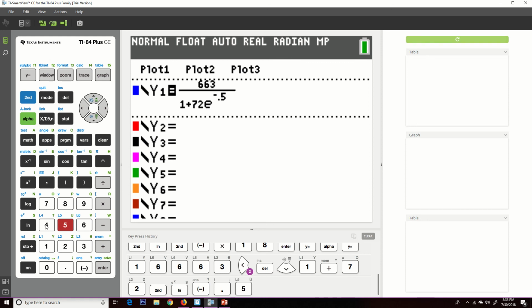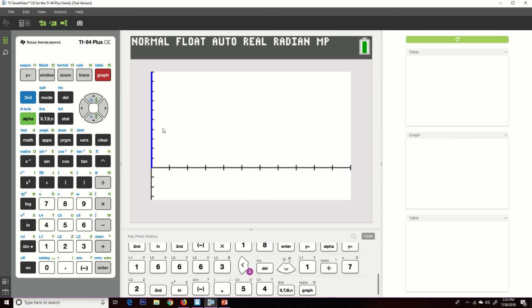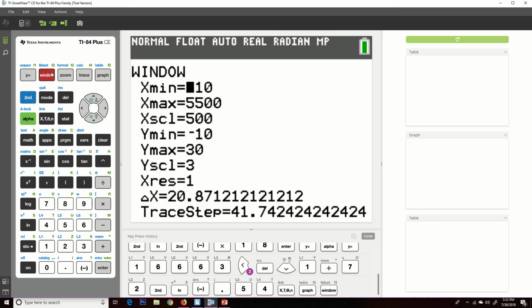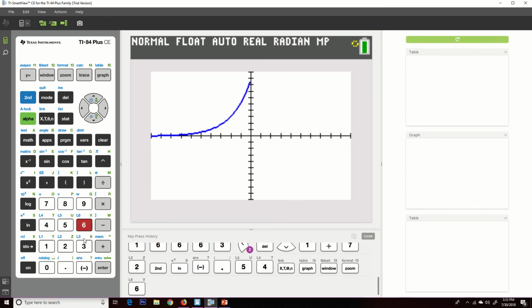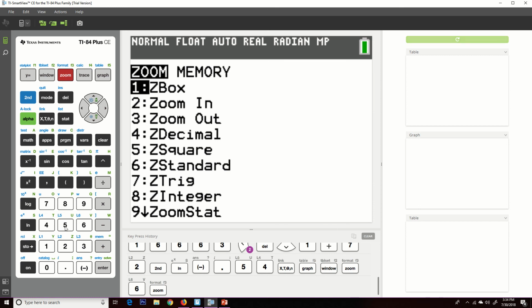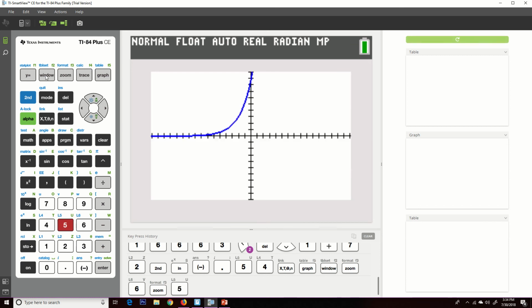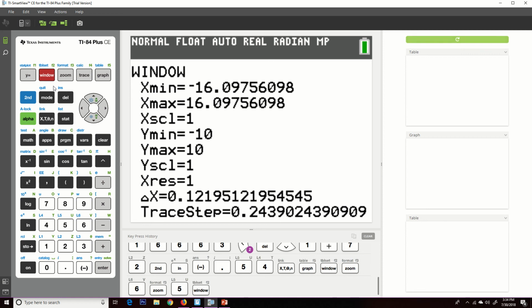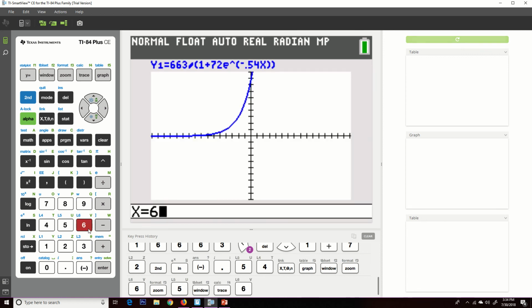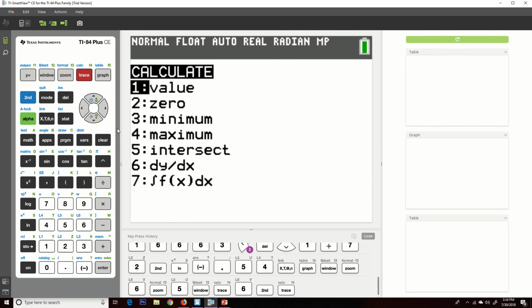Negative 0.54 t. Now, if I hit graph on a standard window, I have a hard time seeing that. So let's go back to a standard window. Let's go zoom, and then we'll mess with it from there. So we see that it goes up, and we have to eventually figure out where this thing levels off. Well, if I hit my zoom, oops, I don't want to do that. Let's hit window. Sorry, let's go back. Standard. Oh, I'm messing up big time. Sorry.